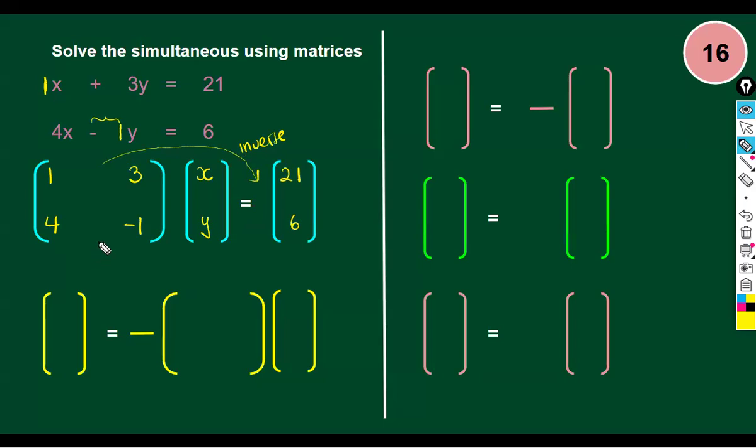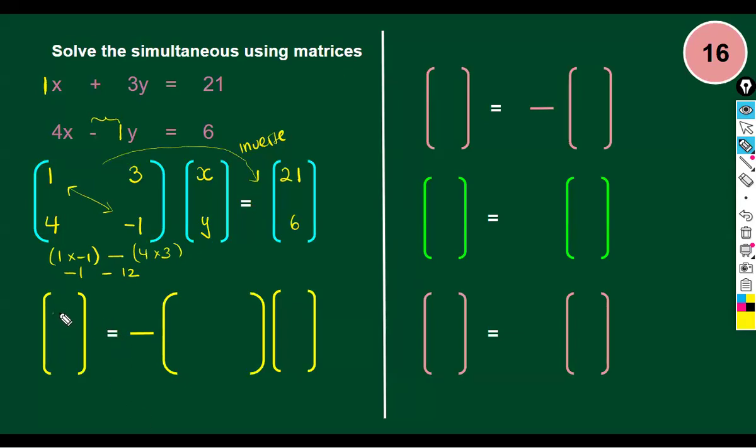What did you all get for the determinant? Just the determinant. Let me see. It's 1 multiplied by minus 1. You multiply the more important diagonal first. Minus, you must put a minus. And then you say 4 by 3. So it's minus 1 minus 12. I get minus 13. Minus 1 minus 12 is minus 13, right?